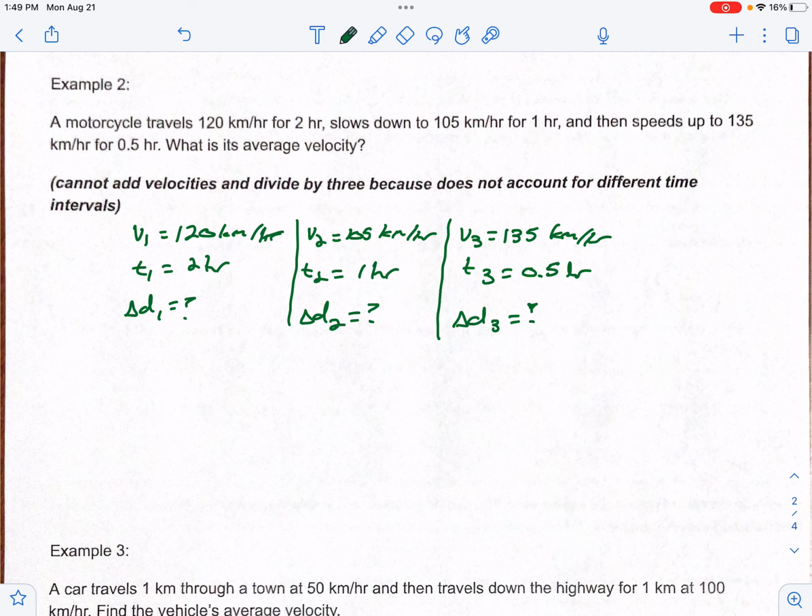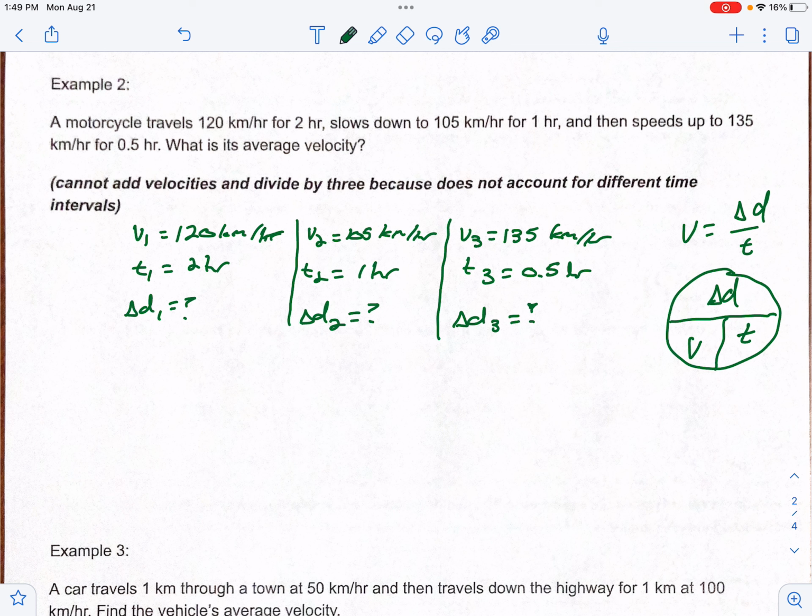In order to find displacement for each one of these, we can still use the same equation we've been using, which is V equals d over t. Or if you like the circle trick, you can use it, where we have velocity on the bottom left, displacement on top, and t on the bottom right. You would just cover up what you're looking for.